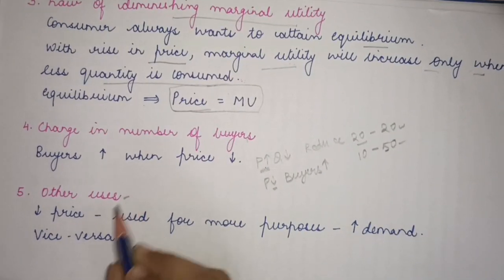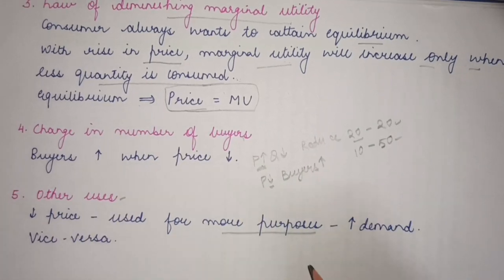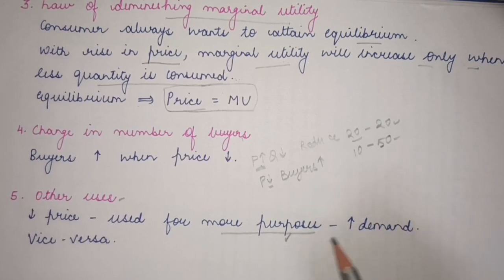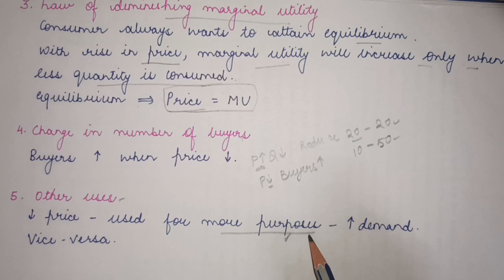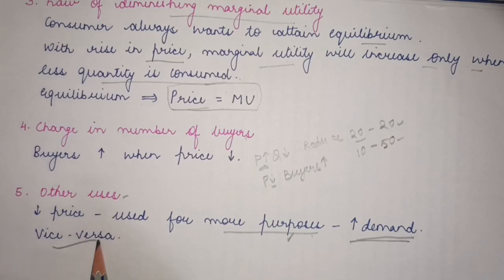Other uses of the commodity: when the price reduces, it is used for more purposes. For example, water. If there is a shortage of water and we are ordering water tankers, then in that case we will use water for less and less purposes because it is expensive. And on the other hand, when the price of water is very less, then we will use it everywhere for everything. In that case the demand will be high, and vice versa.